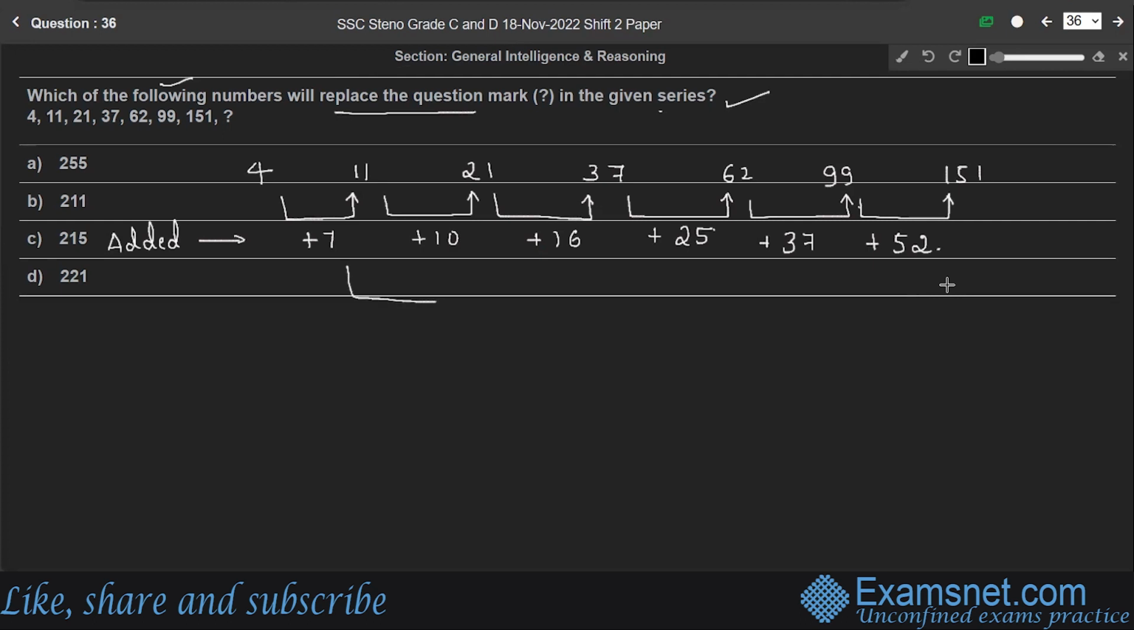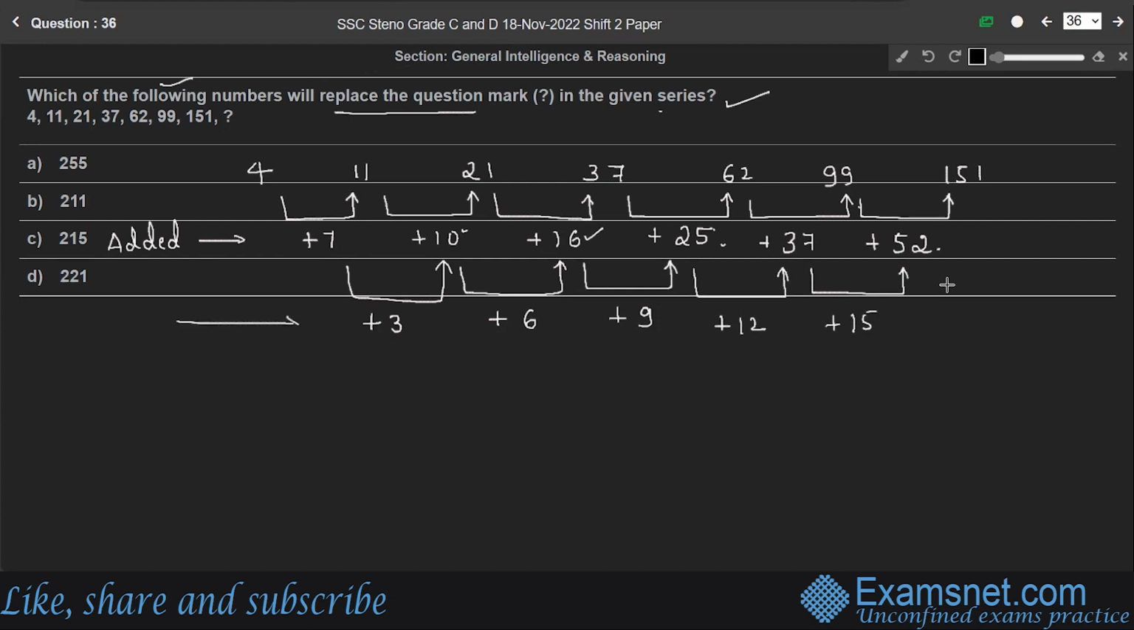Here 7 and 10, the difference is 3, right? So 3 should be added to 7 to get the next number 10. Now let us consider 6 to be added to 10 to get 16. To 16 we have to add 9 so that we can get 25. So 25 plus 12 is 37 and 37 plus 15 is 52.